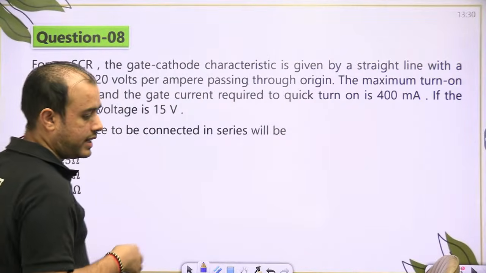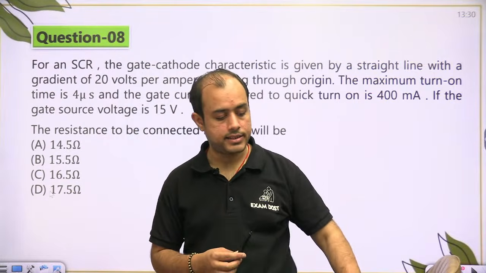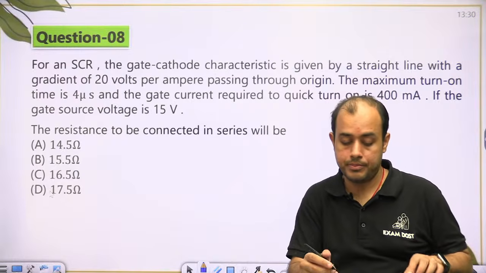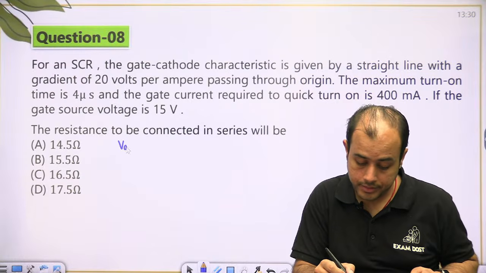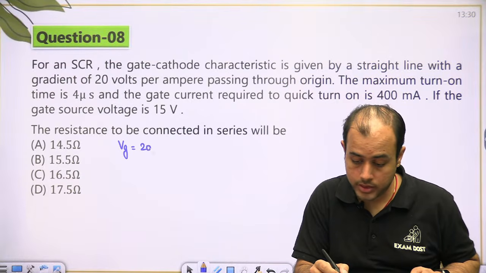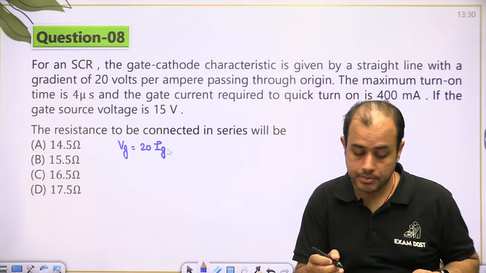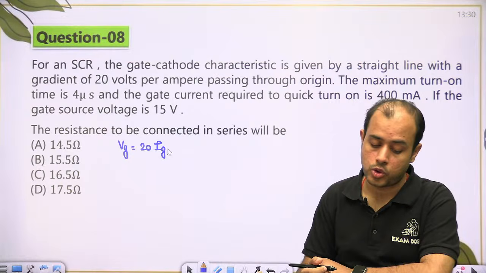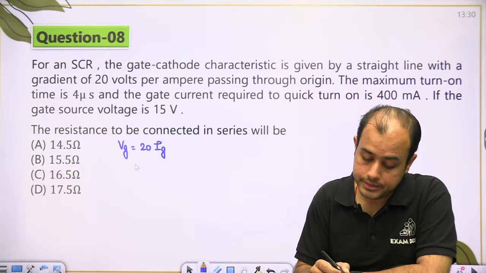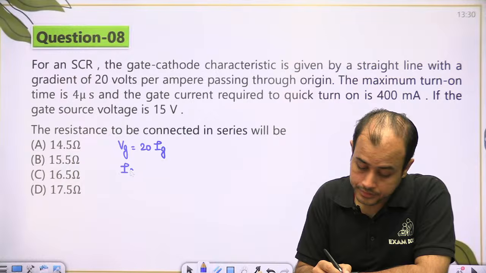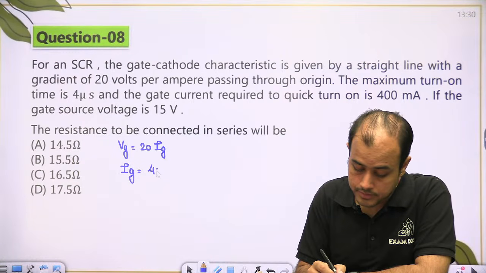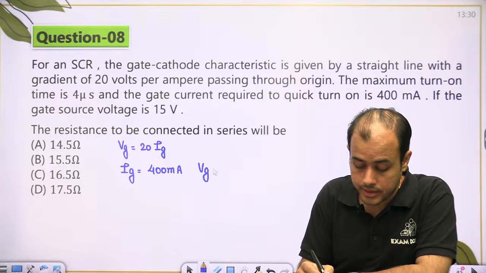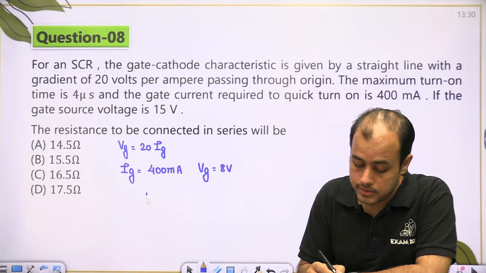हाँ भाई. For a SCR, gate cathode characteristic is given by a straight line with a gradient. Gradient means slope. So Vg is 20 Ig. Maximum turn on time is 4 microsecond. Gate current required is 400 milliampere. So what is Vg? It will be 8 volt.